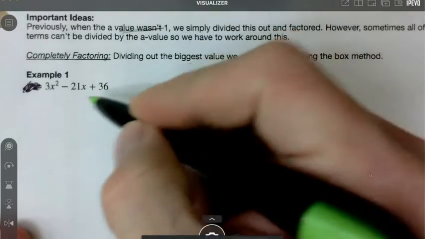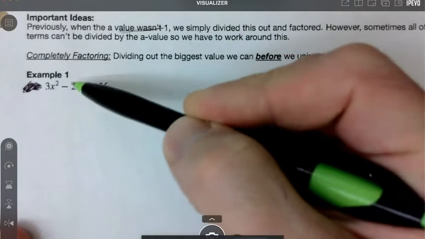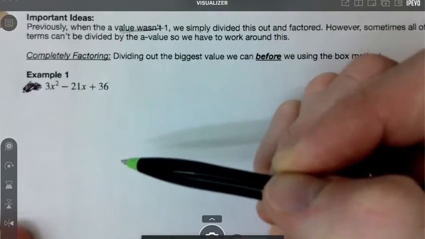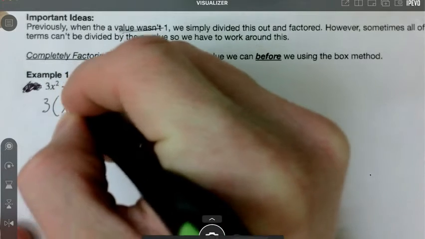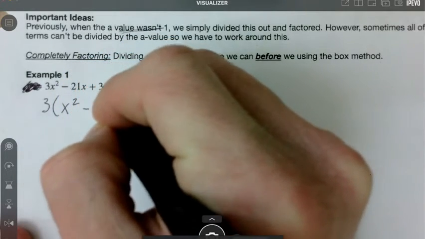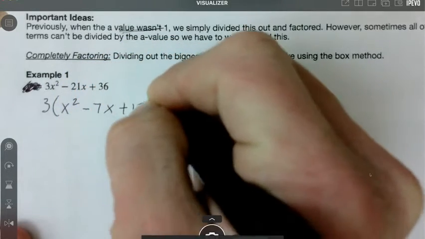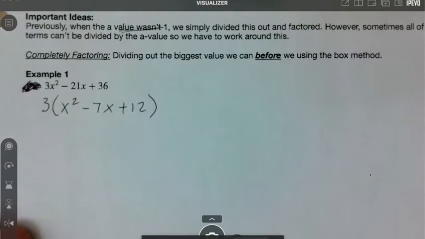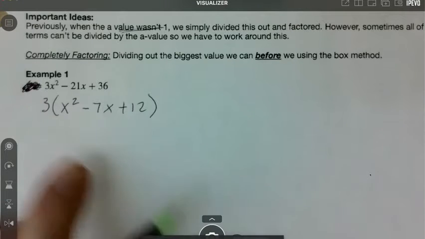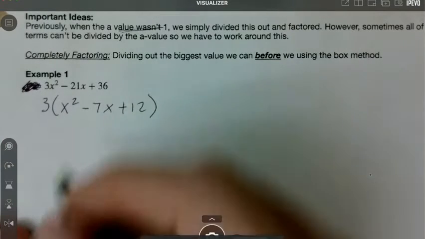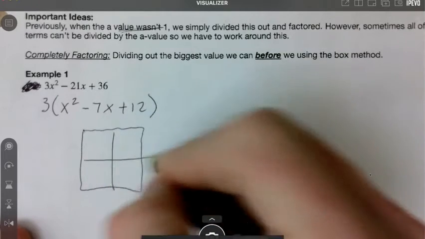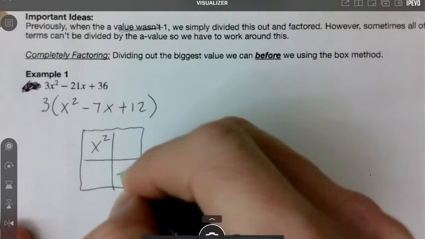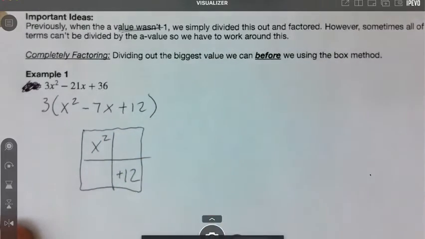And so previously, I said, oh, look, 3, -21, 36, they can all be divided by 3. So if I want to factor this, I can really turn this to x squared minus 7x plus 12 all times 3. And then I can make my box, and I've got x squared, and I've got positive 12.